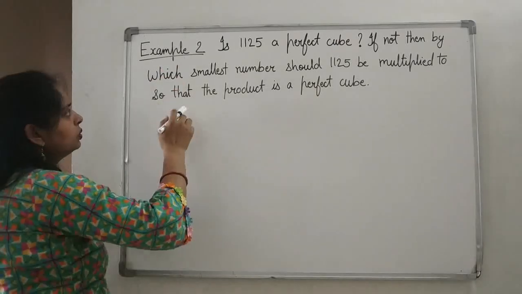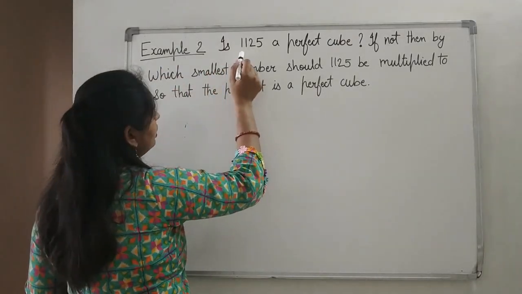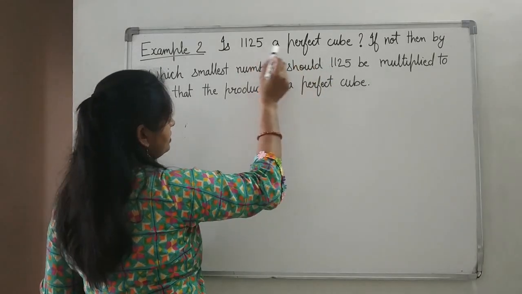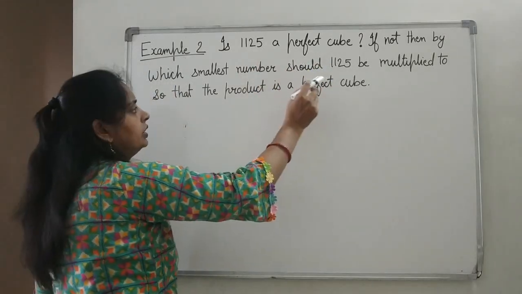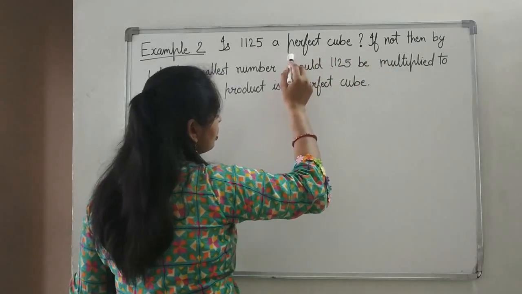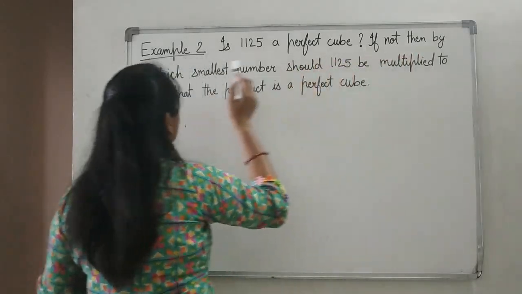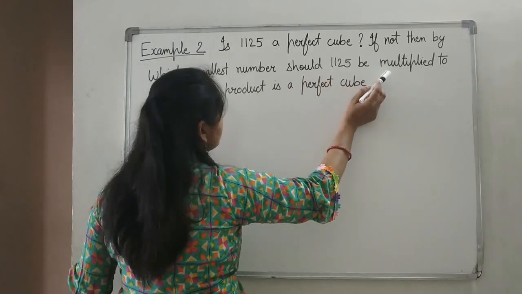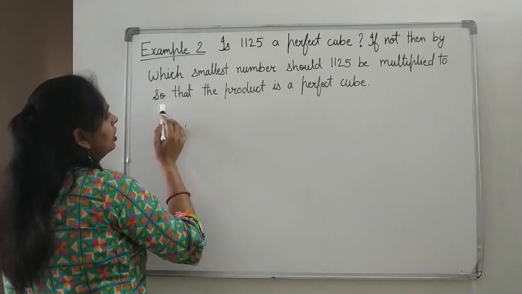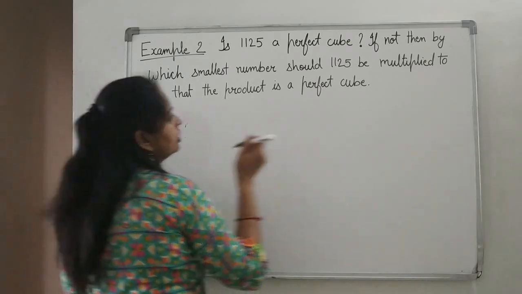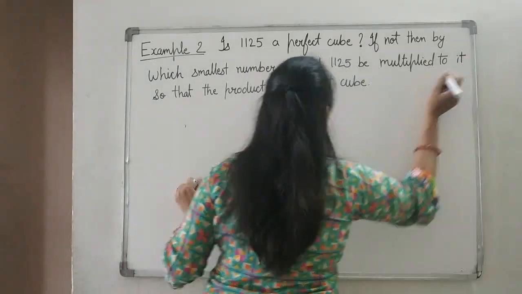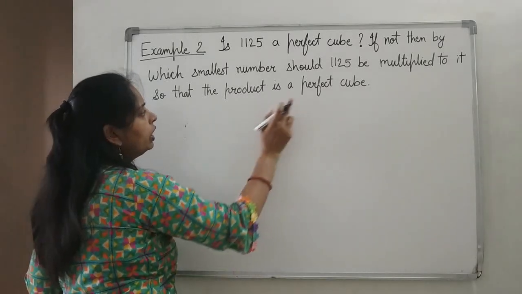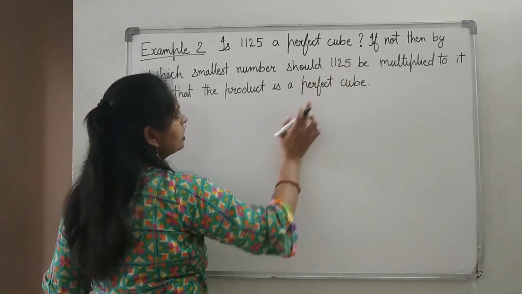Now see example 2. Is 1125 a perfect cube? They are asking, is this a perfect cube? And if it is not a perfect cube, then by which smallest number should 1125 be multiplied so that the product is a perfect cube? What do we need to multiply in this to make it a perfect cube?